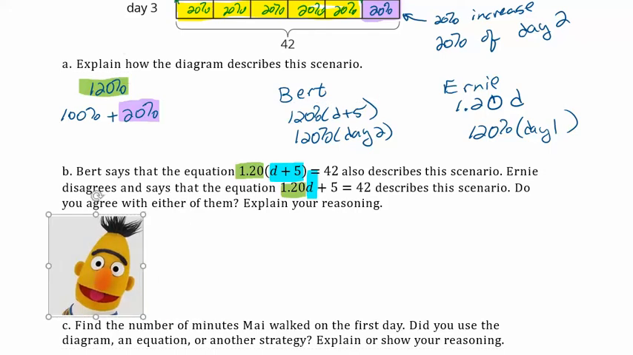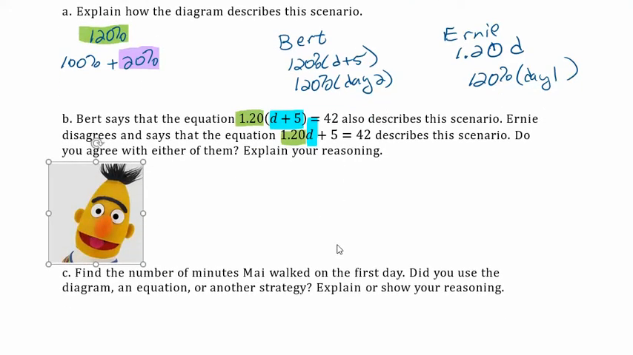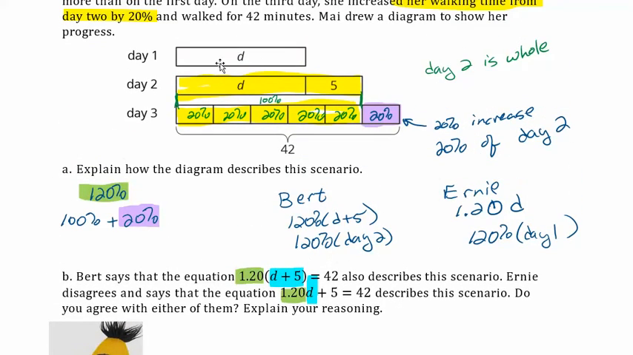Gold star for you. All right. Now we know the equation we want. Now we want to find the number of minutes that she walked on the first day. So we could use the equation, or we could use a diagram, or we could use another strategy. So pause the video and figure out what would be the value of D here.